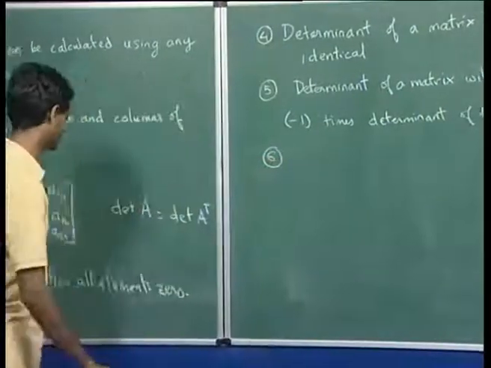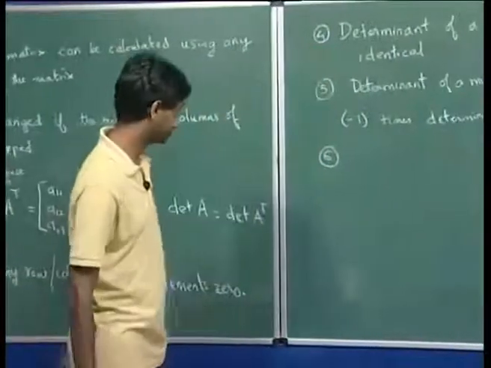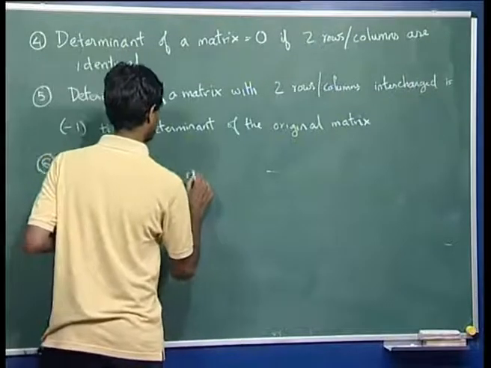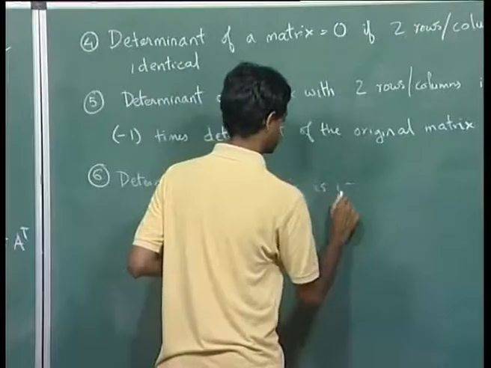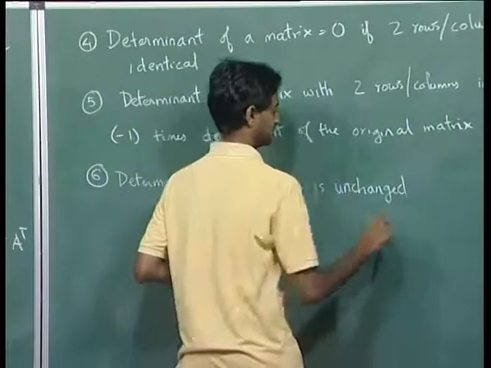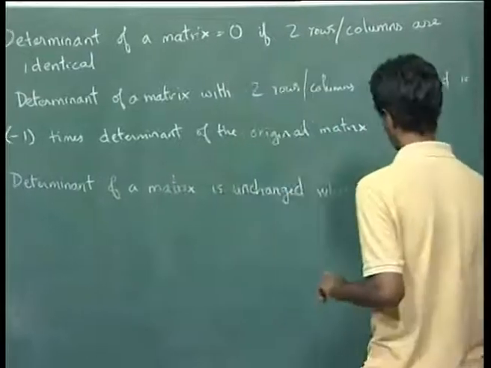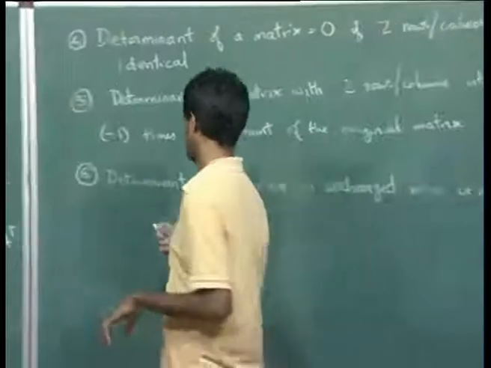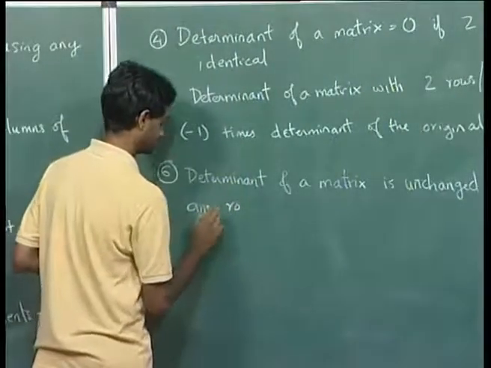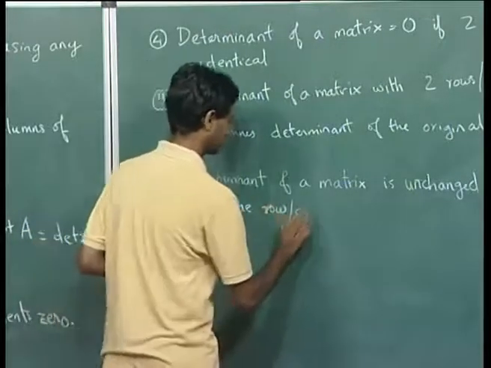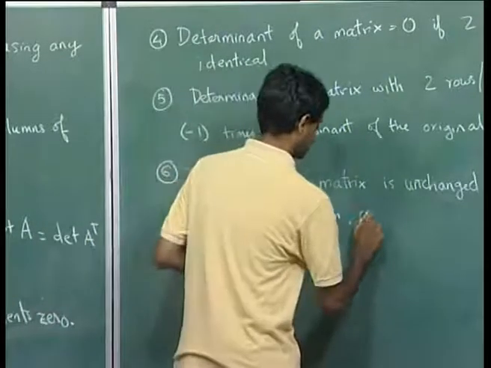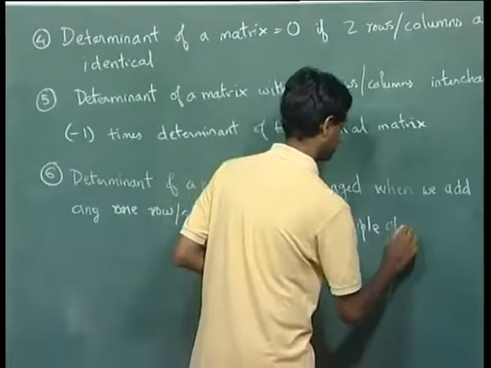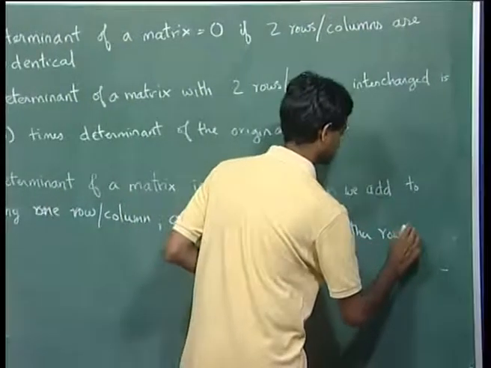And the last property that follows from this property is that the determinant of a matrix is unchanged when we add to any one row or column a scalar multiple of another row or column.